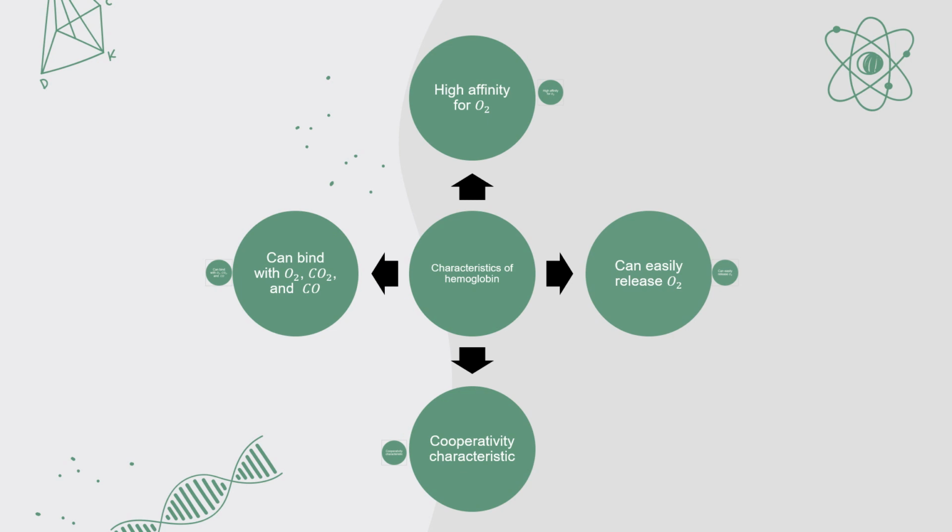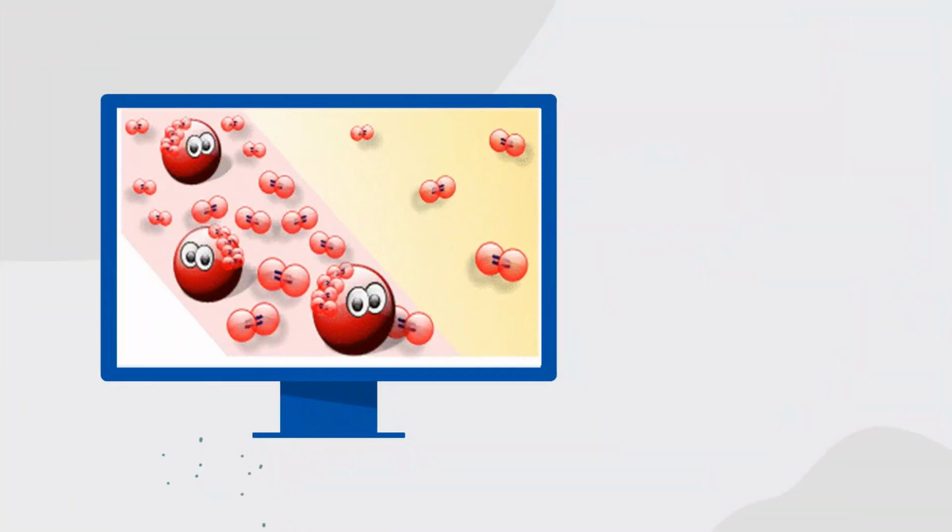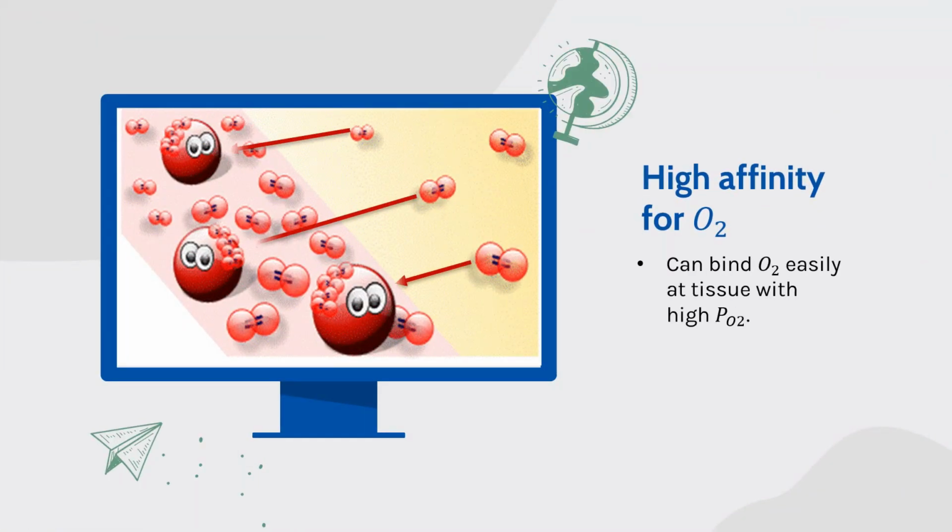The first one is high affinity for O2. Hemoglobin has high affinity for oxygen molecule which can bind easily at tissue with high PO2. What is PO2? PO2 is the partial pressure of oxygen, which is the pressure of one oxygen that is proportional to its concentration in the mixture of gases and not affected by other gases. This will form more oxyhemoglobin that will saturate blood with oxygen in the lungs.